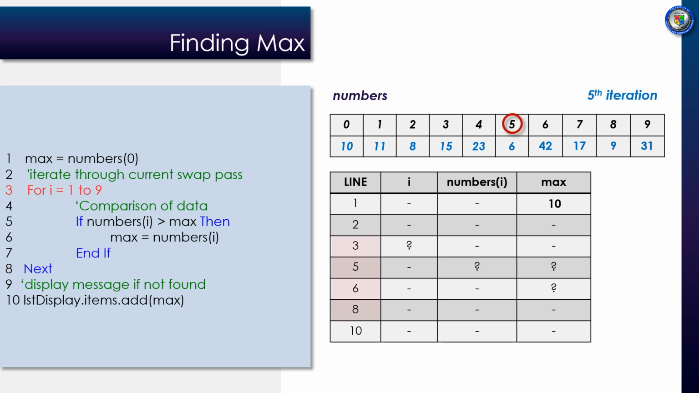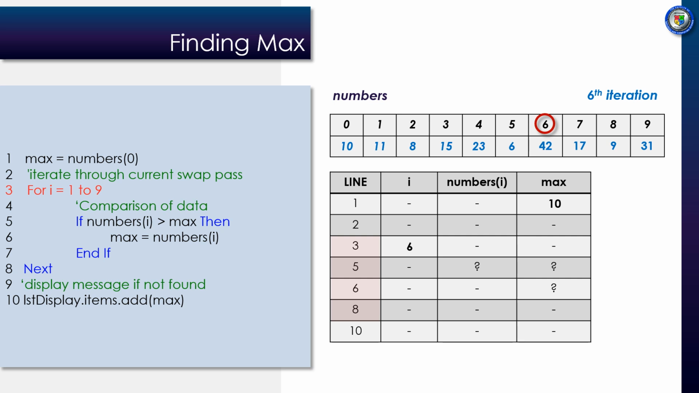Again, another iteration of the loop, incrementing i by 1 to 5, checking our condition. Numbers[i], which in this case is the value 6, if it's greater than max, which in this case is 23, that condition is not met, so therefore max remains at 23 before we have another iteration of the loop, incrementing i again to 6. So we're traversing through our array nicely now.